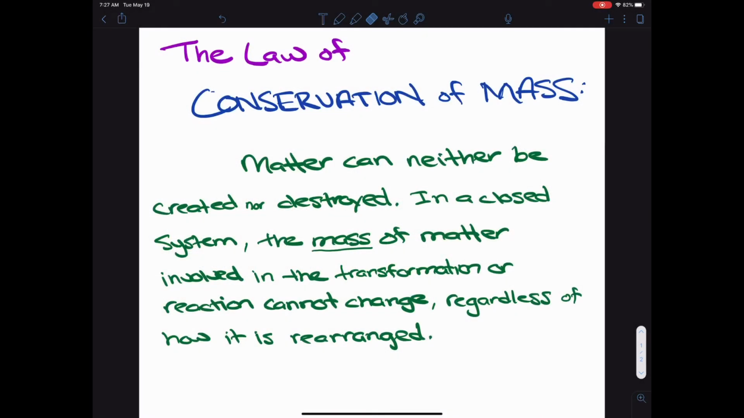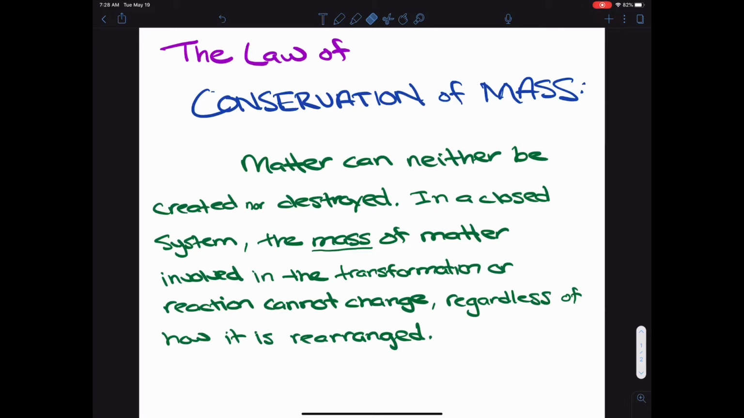All right, fifth graders, you're probably wondering why I just showed you that clip of Bumblebee transforming into a robot. But it has everything to do with the law that is right in front of you, called the law of conservation of mass, which states that matter can neither be created nor destroyed. In a closed system, the mass of matter involved in the transformation or reaction cannot change, regardless of how it is rearranged. All right, so what I'd like you to do is take notes. I'd love for you to write this law down.